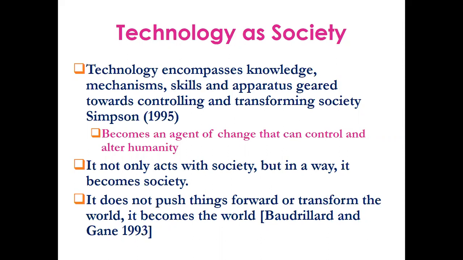Technology encompasses knowledge, mechanisms, skills, and apparatus geared towards controlling and transforming society, according to Simpson. And it becomes an agent of change that can control and alter humanity. It not only acts with society, but in a way, it becomes society. That's the key argument: it doesn't just act with society, but it becomes society.